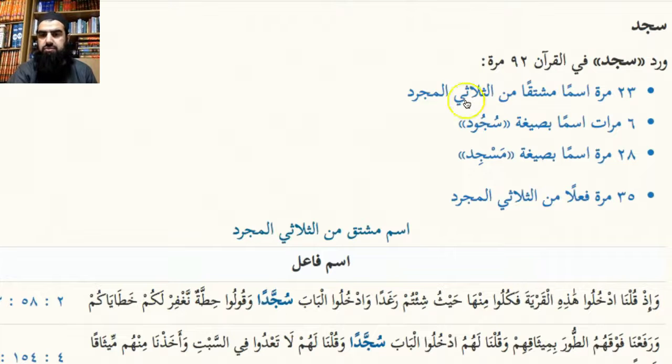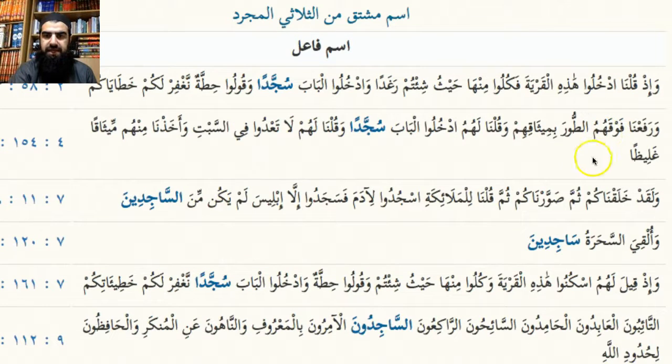23 times it comes as mushtaq, thulathi mujarrad. 6 times it comes in the form of sujud. 28 times it comes in the form of masjid, and 35 times it comes thulathi and mujarrad as a fi'l. So, for example, let's have a few.